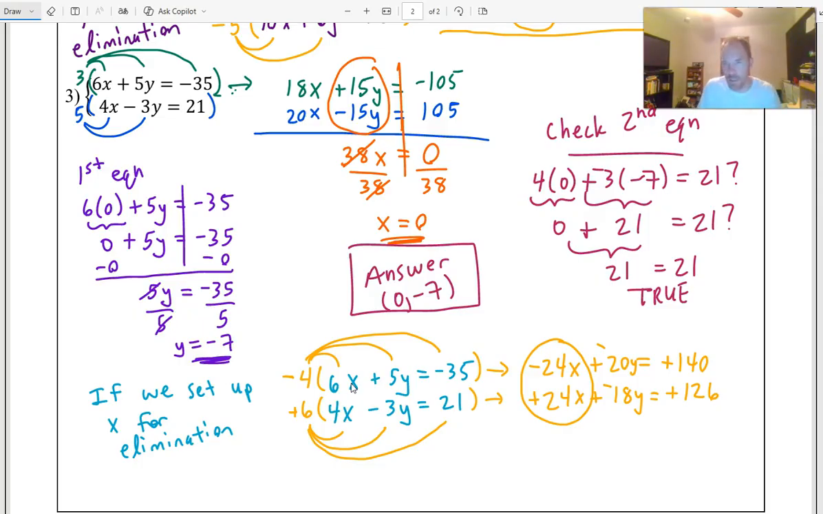So this is a little tough to teach sometimes because there are so many options you have. You can set x up to be eliminated. You can set y up to be eliminated. You can make the first coefficient in the first equation positive or negative. The second one just needs to be the opposite coefficient there.